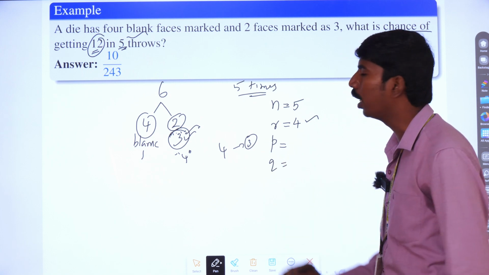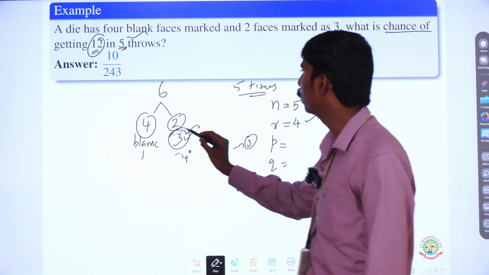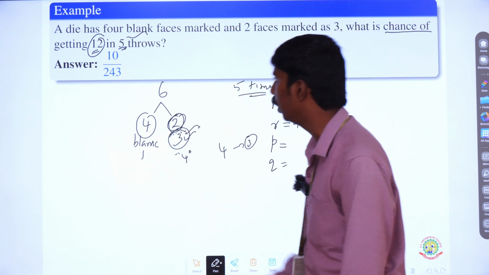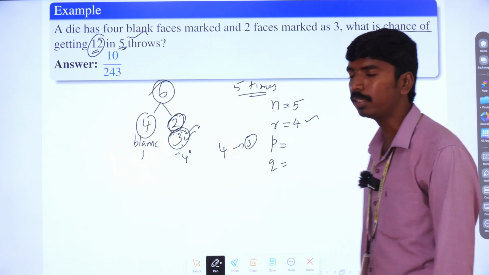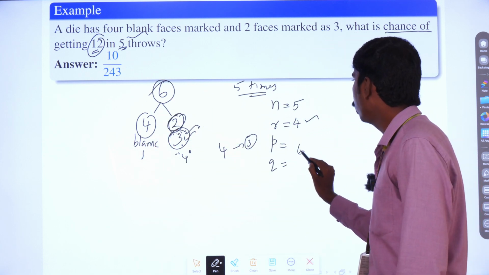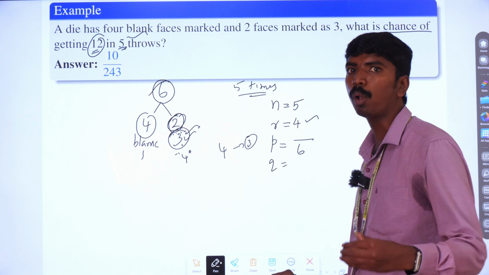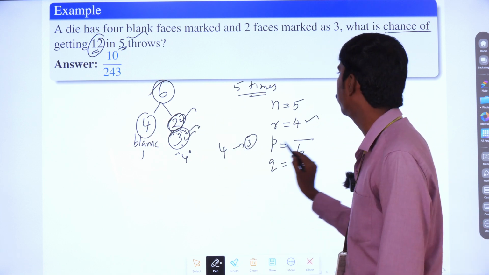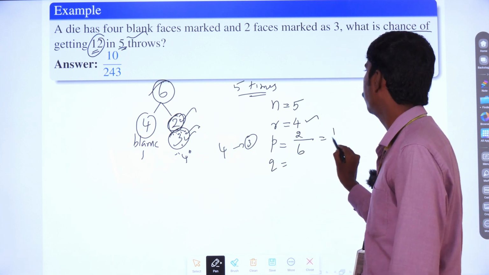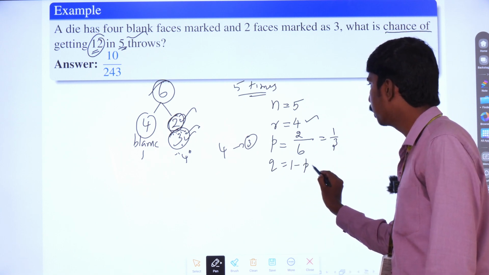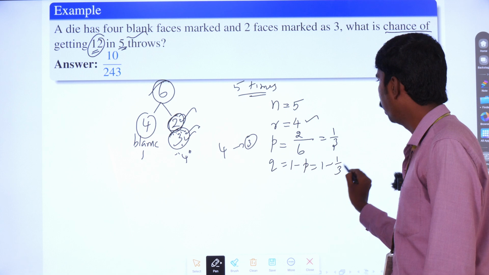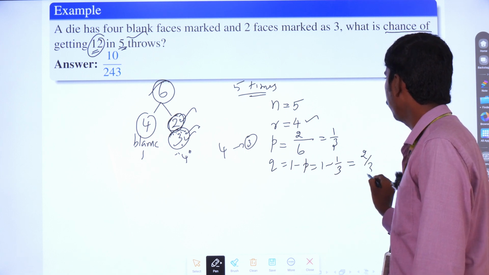Then similarly, what are p and q that I need to write? p is nothing but the probability of success. The success is I need to get 3 when I throw a 6-faced die. Therefore, 2 out of 6 chances I have to get 3, that is equal to 1 by 3. Then similarly, q is nothing but 1 minus p. Therefore, 1 minus 1 by 3 is equal to 2 by 3.